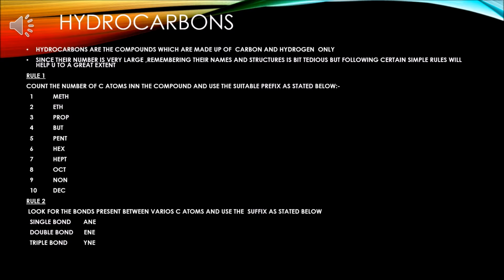Once we have counted the number of carbon atoms and given a suitable prefix, according to the second rule, we'll look for the bonds present between the various carbon atoms. Now the point to be noted here is that there is always a single bond between any carbon and hydrogen atom. While using rule 2, we just have to look for the bond which is present between any two carbon atoms. If all the bonds between various carbon atoms are single, we'll be using ane as the suffix. If there is any bond which is double, we'll be using the suffix ene. And if there is a triple bond between any two carbon atoms in the given hydrocarbon, we'll be using yne.